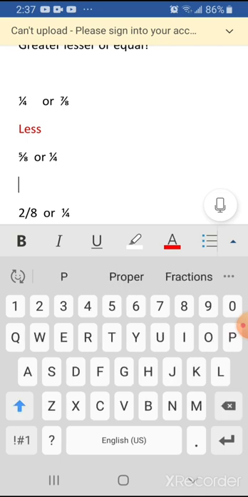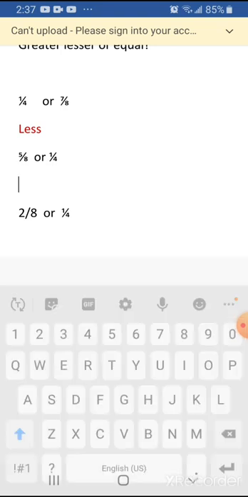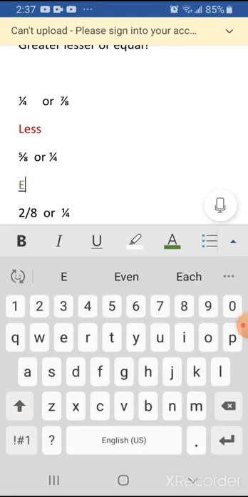So, you should know that 5 eighths is greater. But let's just go through it. The lowest common multiple is 8. So, 4 times 2 is 8, and then 1 times 2 is 2. So, 2 eighths, and then 2 eighths is less than 5 eighths. So, what you'd get here is greater.